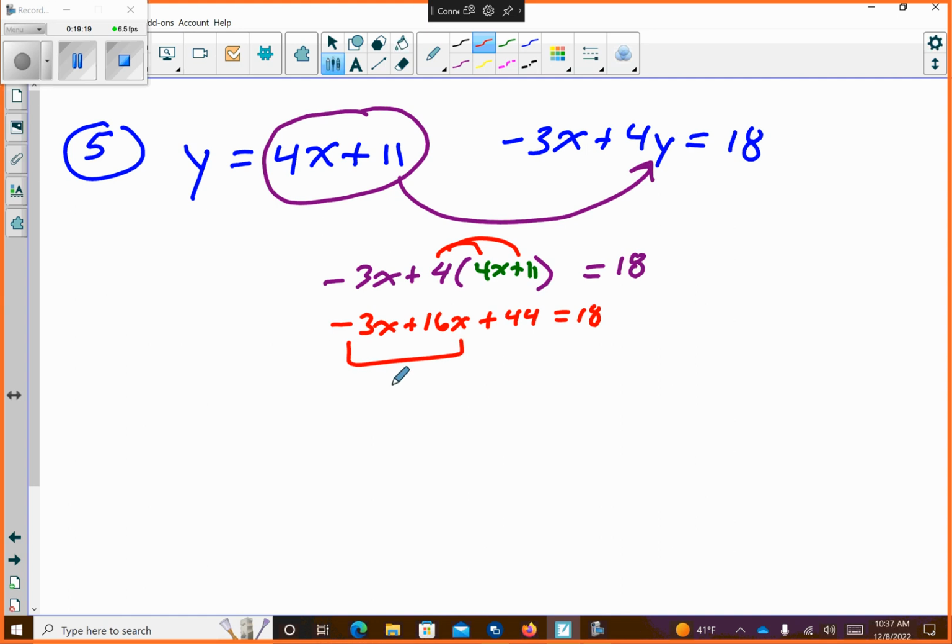These are like terms, agree? I believe that's 13. I might be wrong with my math. Subtract 18 from both sides. Close. I want an x by itself, though. 13x, before that. Subtract 44. Yeah, subtract the 44. All right, so 13x equals... if we had a calculator, we could do this. It's negative 26. This one's going to work out really nicely because when I divide each side by 13, what do I get?